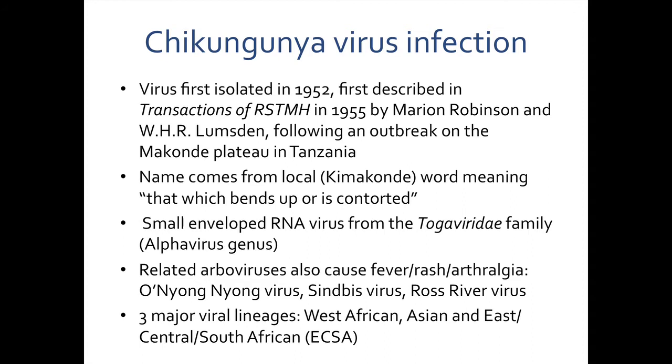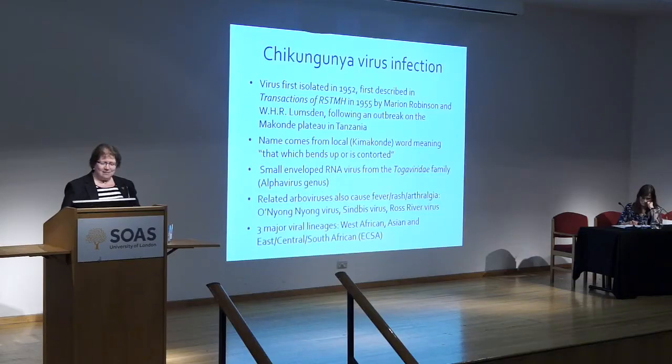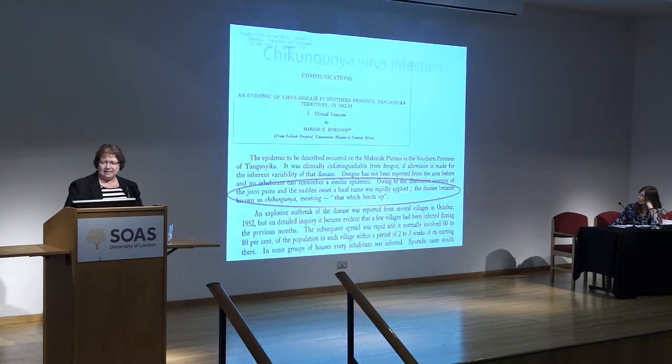It's a very undistinguished virus. It's actually an alpha virus, so Zika, dengue, and the others that you hear about are flaviviruses. This is an alpha virus, and it's quite similar to other viruses that have a similar syndrome of fever, rash, and joint problems. These include the very colourfully named O'nyong-nyong, Sindbis, and Ross River viruses. And there are three major lineages, and I'll show you a bit more about those later.